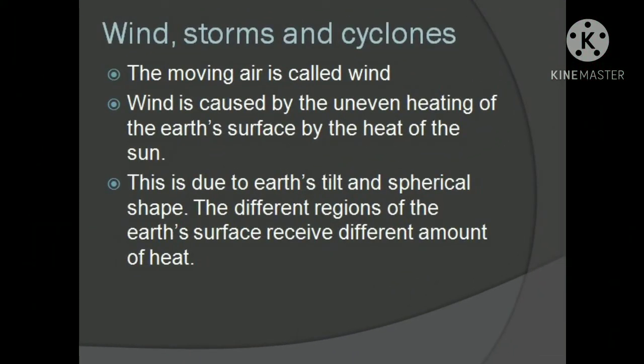Wind, storms and cyclones. The moving air is called wind. Wind is caused by uneven heating of the earth's surface by the heat of the sun. Dear student, what is the main cause of winds? Due to the uneven heating of the earth's surface by the heat of the sun. This is due to the earth's tilt and spherical shape.